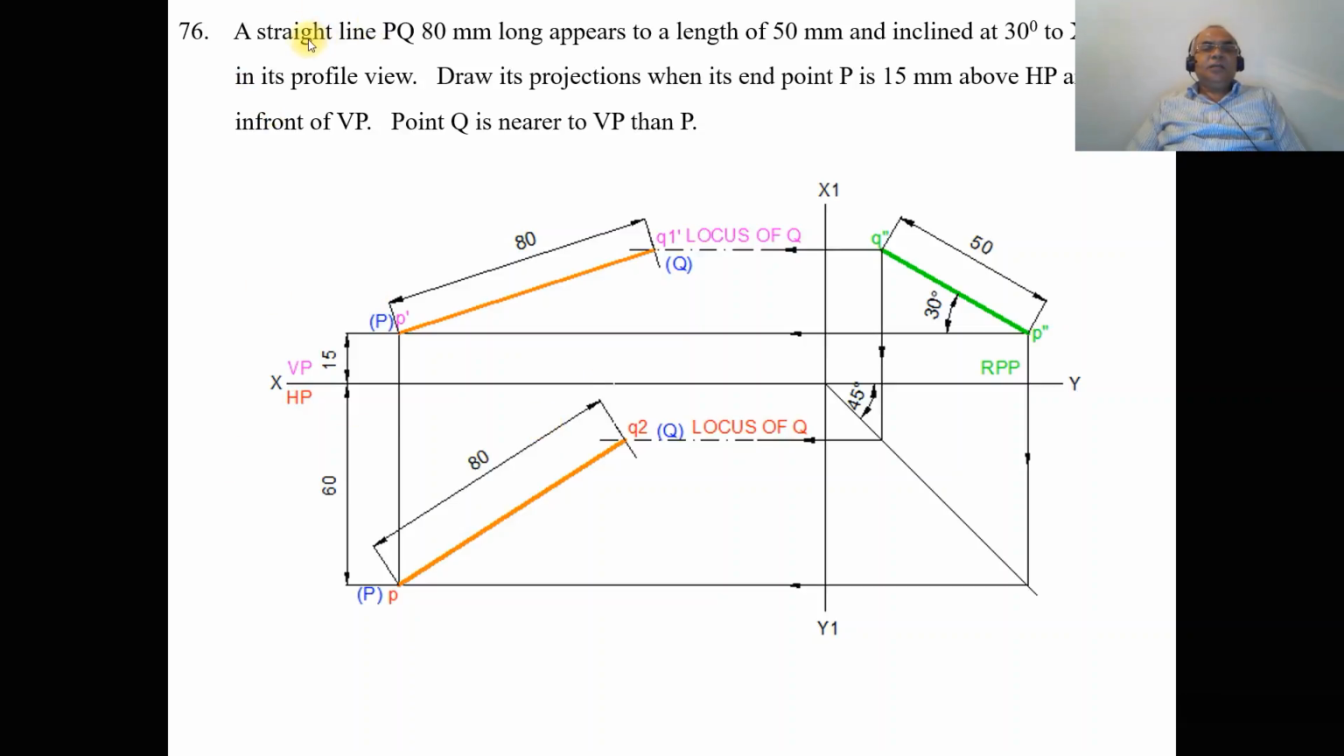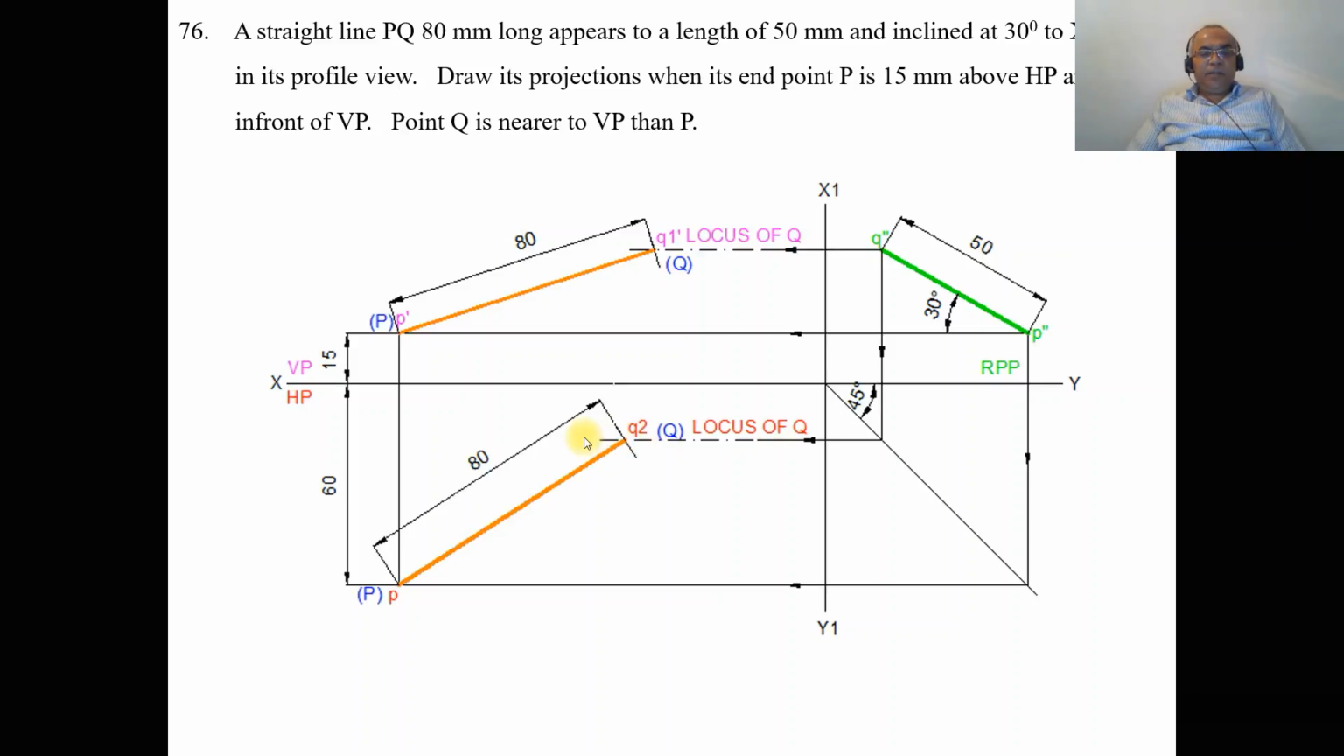Now, as we know that the true length is 80 mm, by using the compass you measure a distance of 80 with P as center, and cut an arc on the locus of Q in the top view. You mark this point as small q2 and mark this as capital Q in bracket. Then join P and q2 with a line a little bit thicker than the XY line.